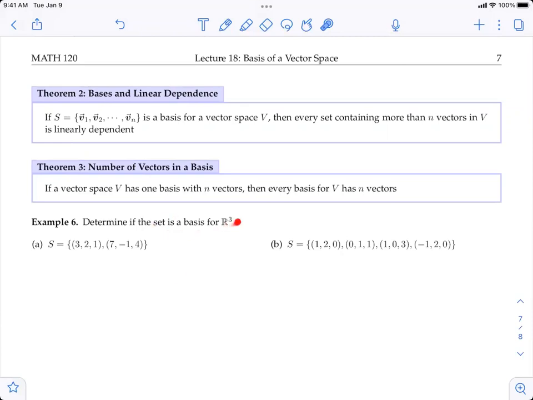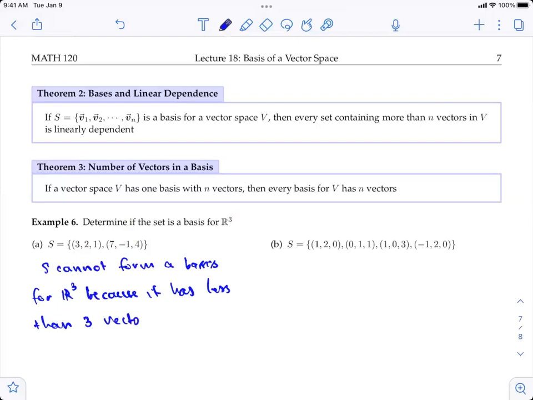For this example, we consider a three-dimensional vector space. A three-dimensional vector space requires three three-dimensional vectors. In this case, you only have two three-dimensional vectors. So S cannot form a basis for R3 because it has less than three vectors. It's not enough vectors to form a three-dimensional vector space. It cannot span the three-dimensional vector space.